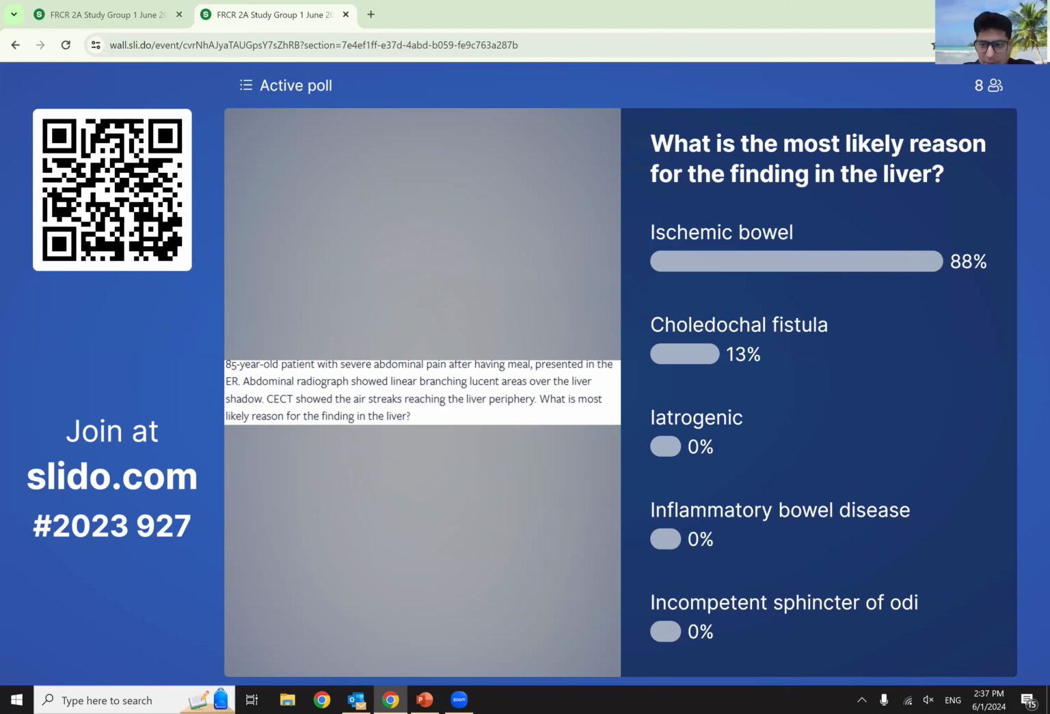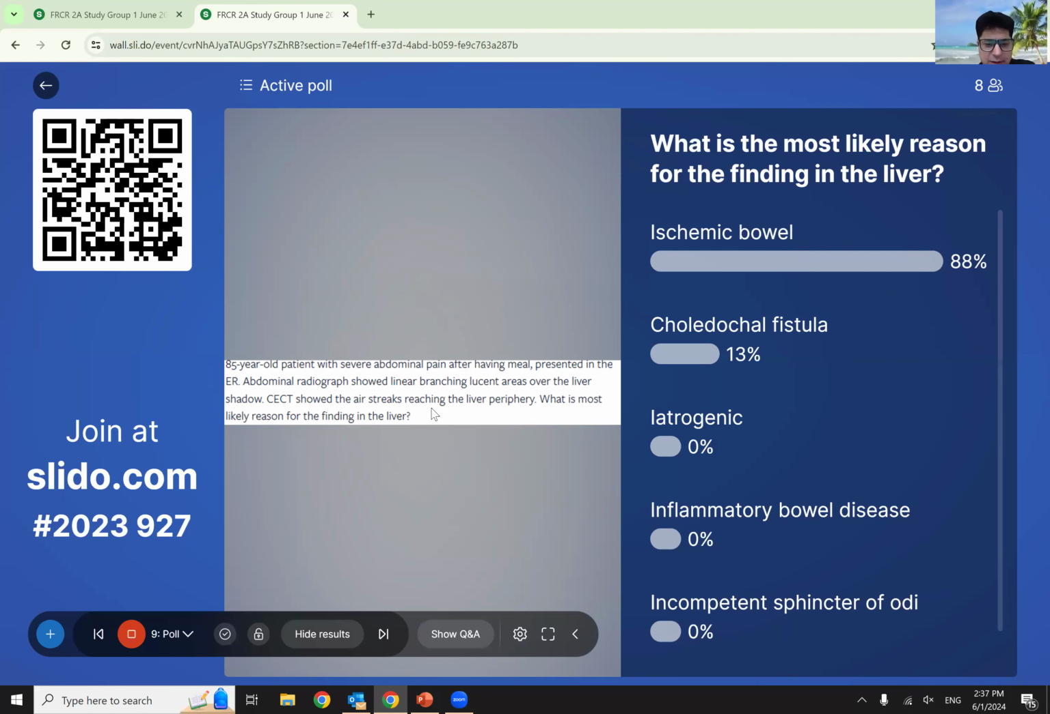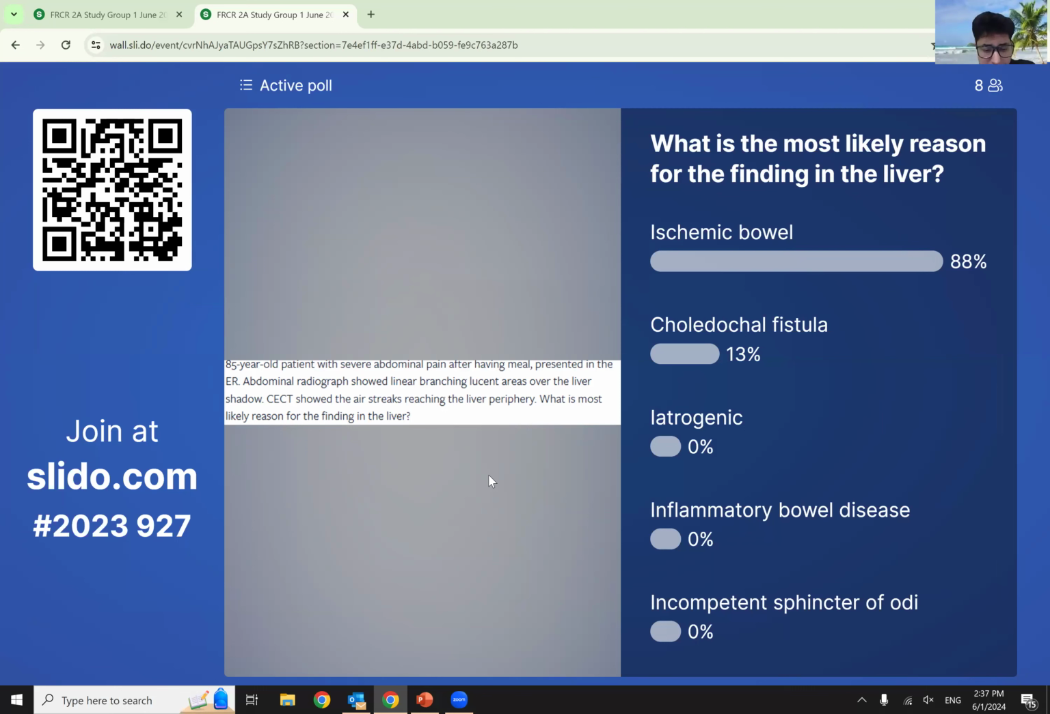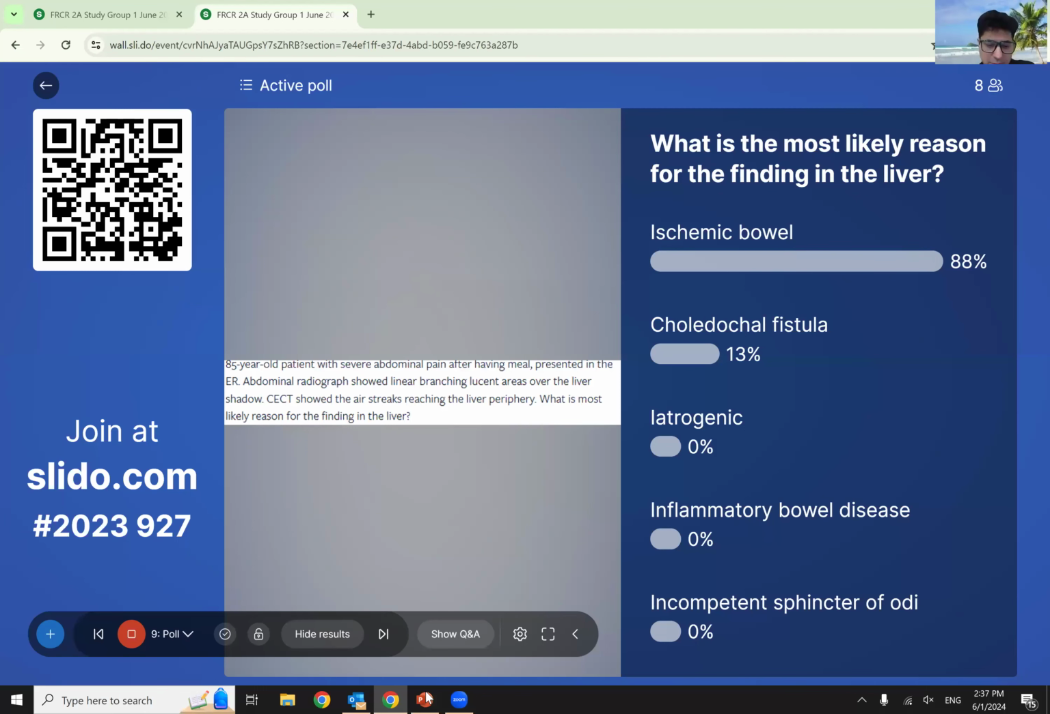And 88% of you, which is pretty good, most of you have correctly identified it. The clue I gave you is that the air is running all the way to the periphery of the liver, which is how you differentiate it from pneumobilia, which does not go all the way to the periphery.